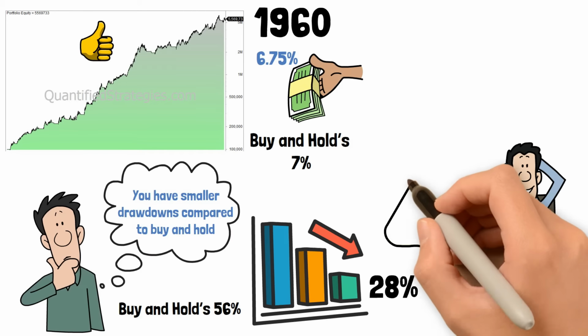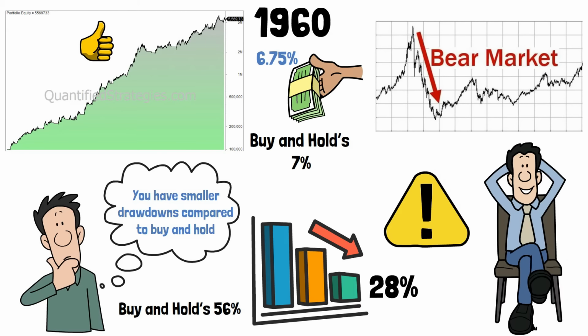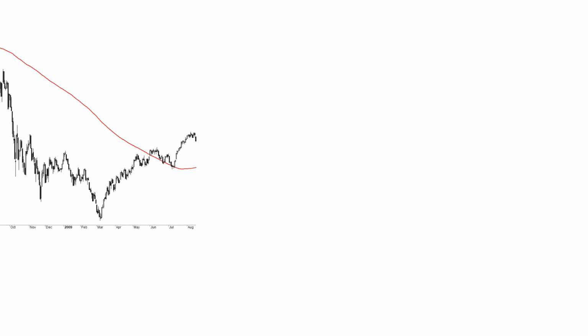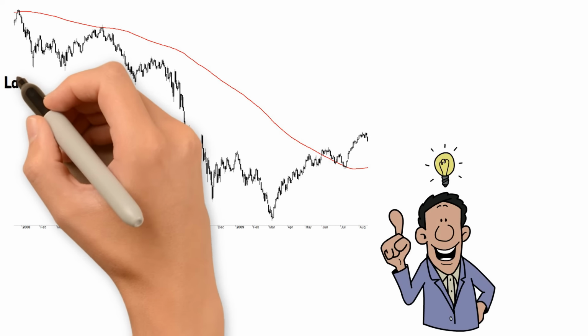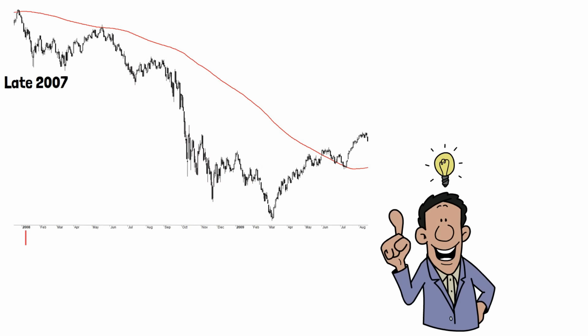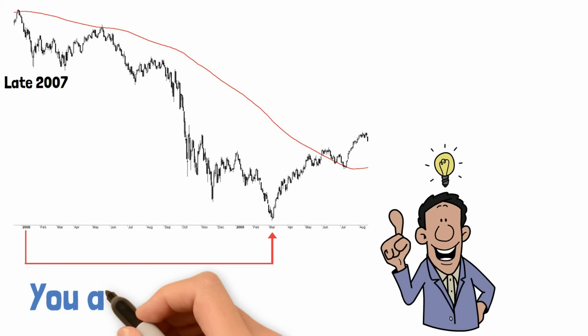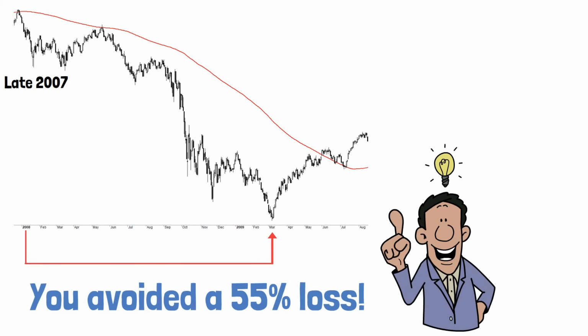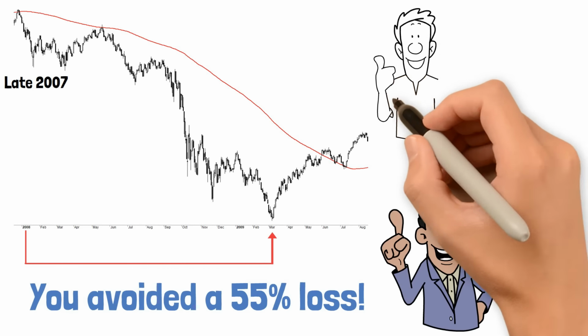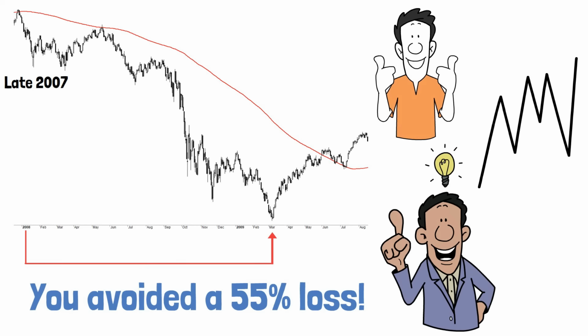The reason for the reduced risk is that you avoid some of the worst bear markets. For example, the chart on the screen shows how you sold out in late 2007 and avoided the bear market of 2008 until you re-entered in 2009. You avoided a 55% loss. When the dust settles, you start compounding from a higher level.